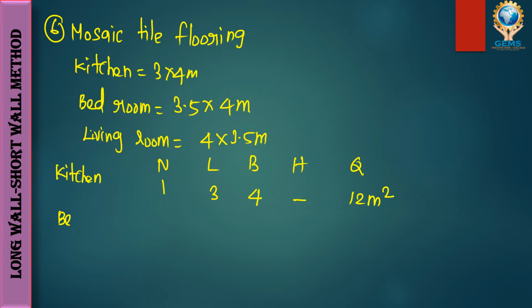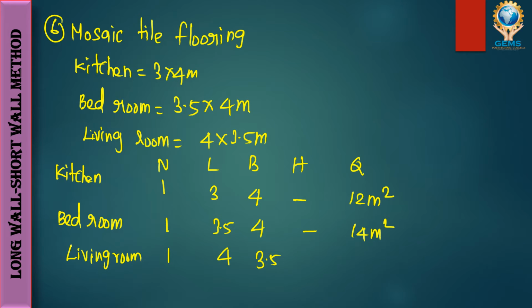Then the second one is for the bedroom. We have only one bedroom. The size is 3.5 by 4. We need not consider the height, so the answer is 14 meters square. Then for the living room, the same, N is 1, the dimension is 4 by 3.5, height is nothing, so the answer is 14 meters square. We have found all the values. After that, for flooring, we are going to add for door sill.